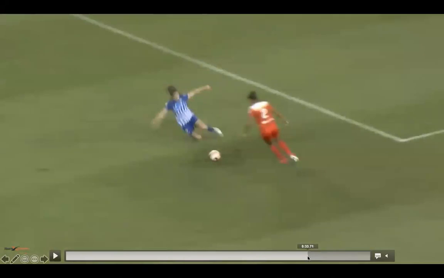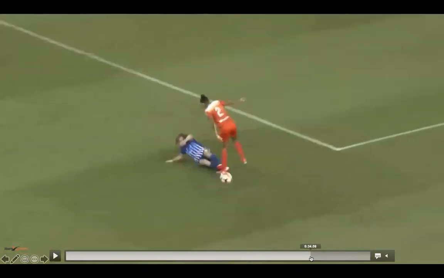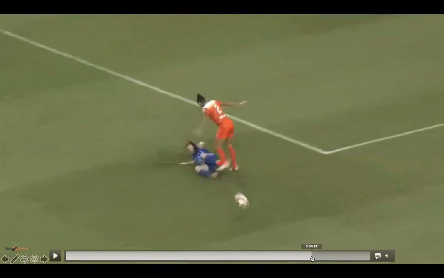And again, you can see here, it goes through, and you can see both the studs out. She raises this foot up, making contact with the ankle. Definitely a reckless challenge. We want to show a yellow card here.